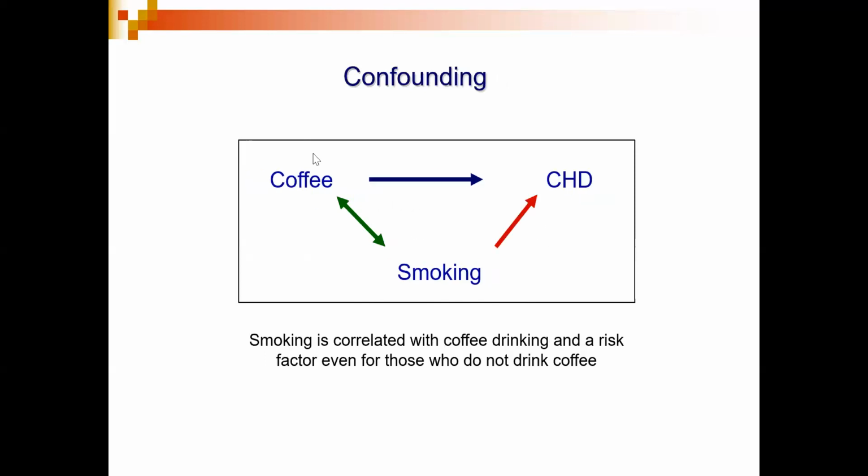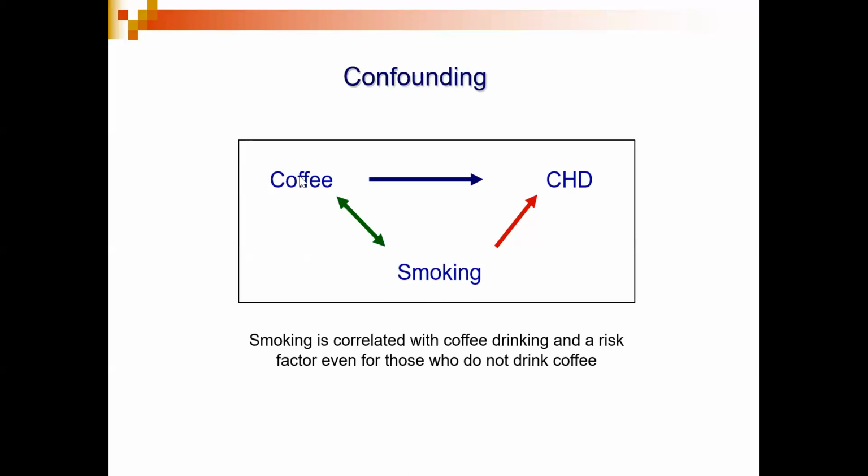Another commonly used example is coffee and congenital heart disease, with smoking. Smoking is considered a confounder. Remember, by a confounder, we are saying this relationship between coffee and congenital heart disease can be a possible causal pathway, where people who take coffee also smoke, then leading to congenital heart disease.